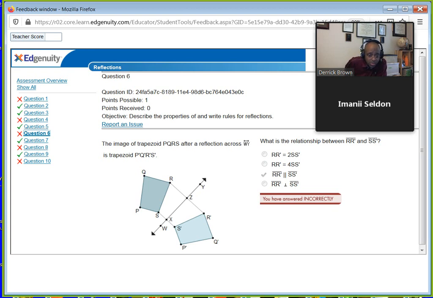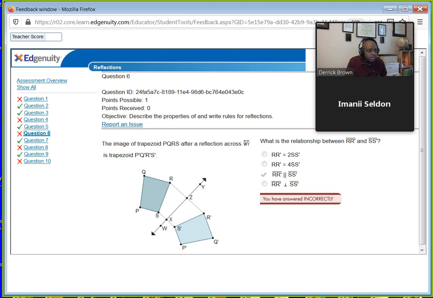All right. So, what is the relationship between R prime and S prime? Okay, so you got a trapezoid PQRS, after a reflection about the line WY, and the reflection is called trapezoid P prime, Q prime, R prime, S prime. What is the relationship between R prime and S prime? Yeah, R prime and S prime have to be parallel. They have to be parallel. Okay. So I got that right.